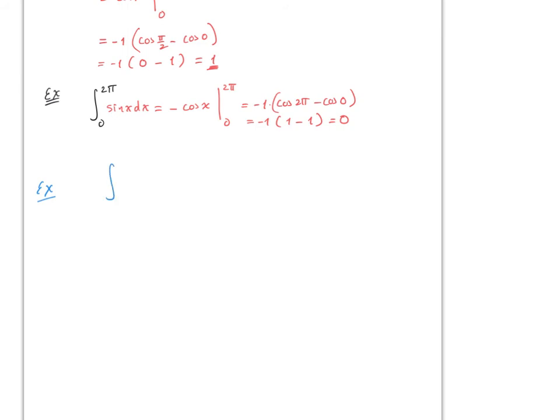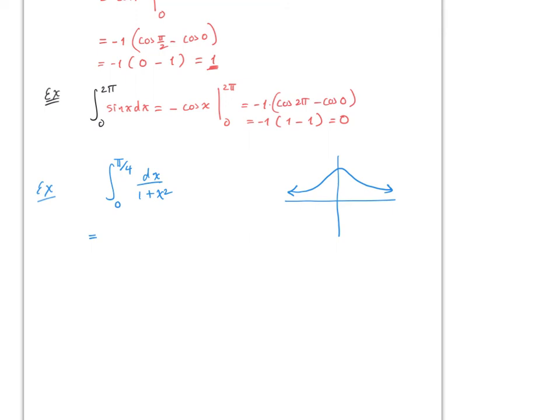What will be the integral from, let's say, 0 to pi over 4 of 1 plus x squared? Now the graph of 1 plus x squared looks like this, which is actually the first graph from the beginning of this video.